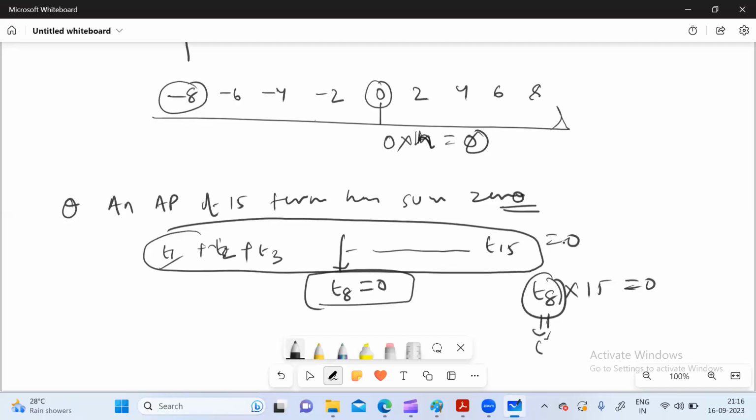Did you get the point here, everyone? So yes, this is very basic, or you can say this is the only concept that AP has. You can use the same concept in different ways to solve any AP based question.